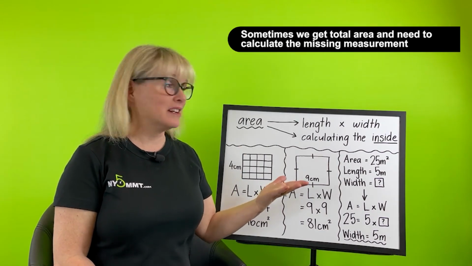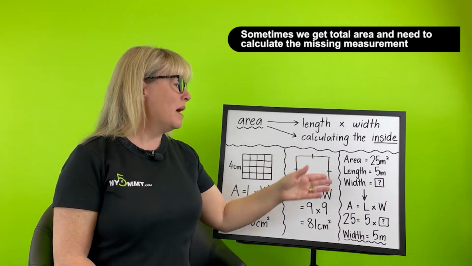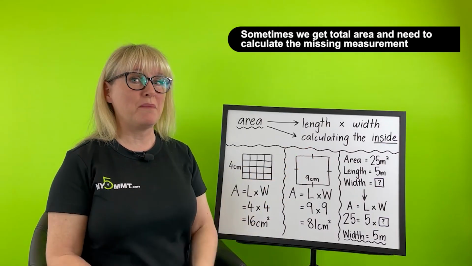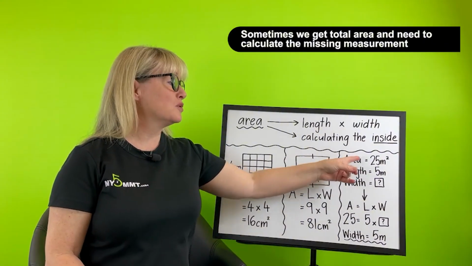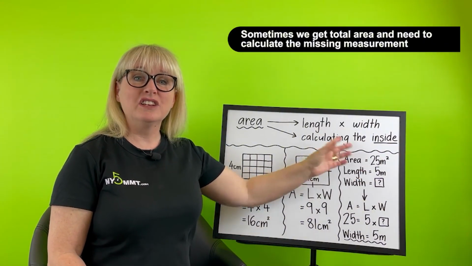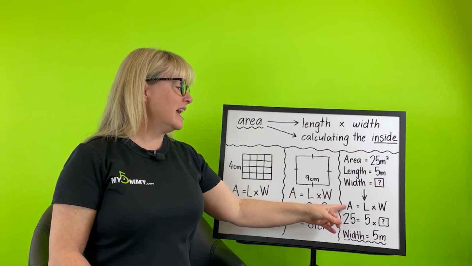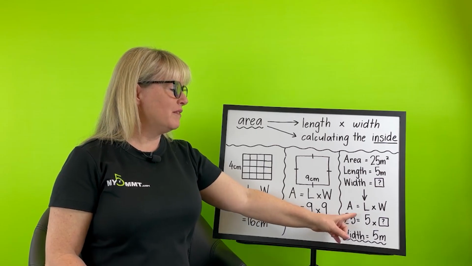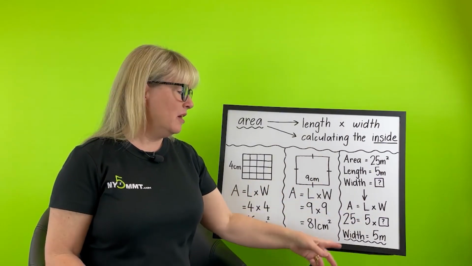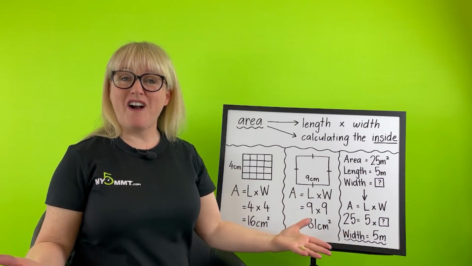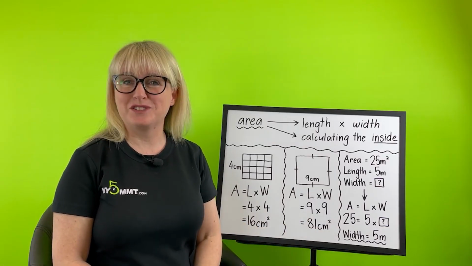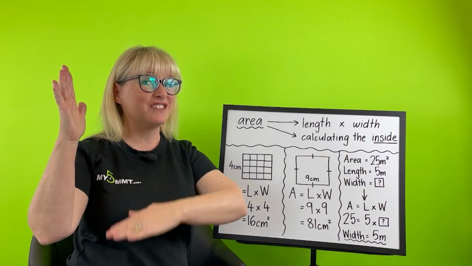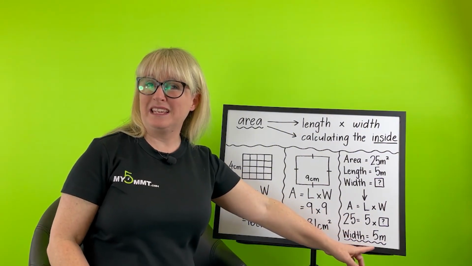Well, sometimes I get my answer. I get how much the area is total, and then there's something missing. I've got length is 5 metres, but I don't know my width to make a total of 25 metres squared. So I use my formula. I say area equals my long side times my wide side. That's 25 equals 5 times something. Well, my width would have to be 5 because 5 times 5 is 25. I can tell that that's a square because each side is 5. Each side is 5 metres long.